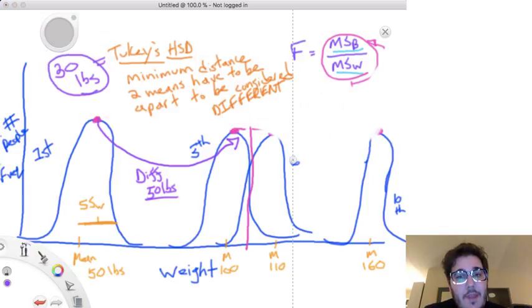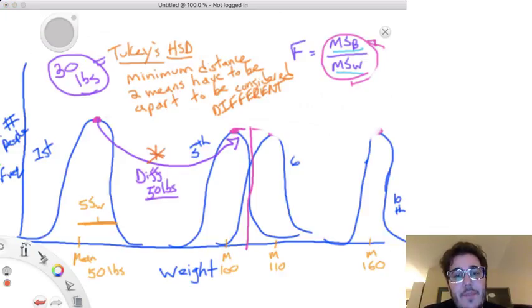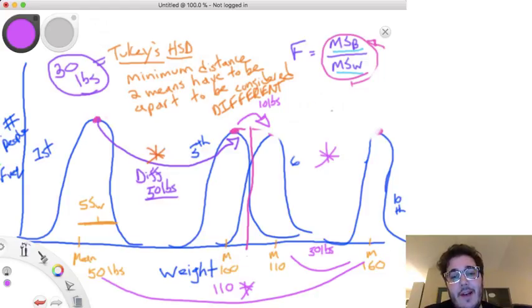So here, I would say they're different. Weight goes up from first grade to fifth grade. From fifth to sixth, that's only 10 pounds. 10 pounds is less than 30 pounds, so I can't tell if weight goes up between 5th and 6th grade. The difference here is also 50 pounds, and that's more than 30, so I can say these are different. And then 50 to 160 is 110 pounds. That's more than 30, so these are different too. And then 50 is obvious, it's 60 away from 110. So those are also different.